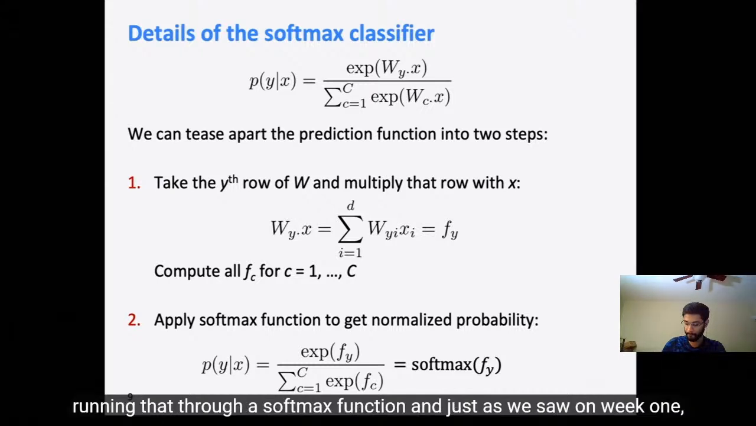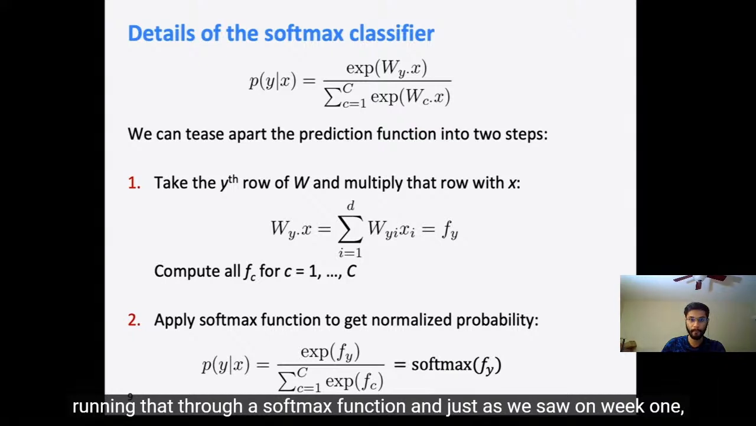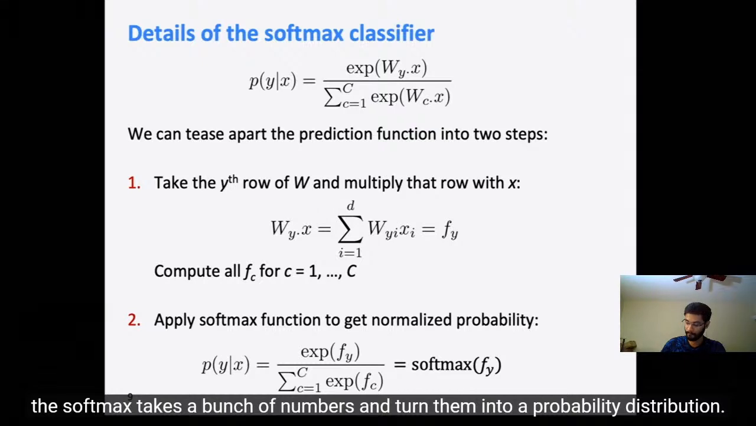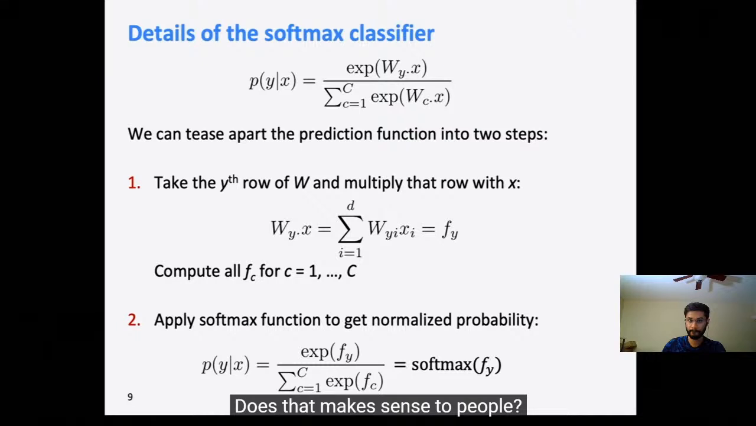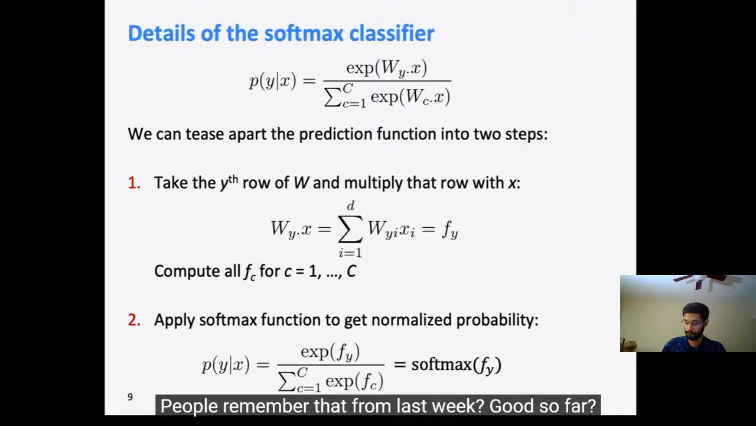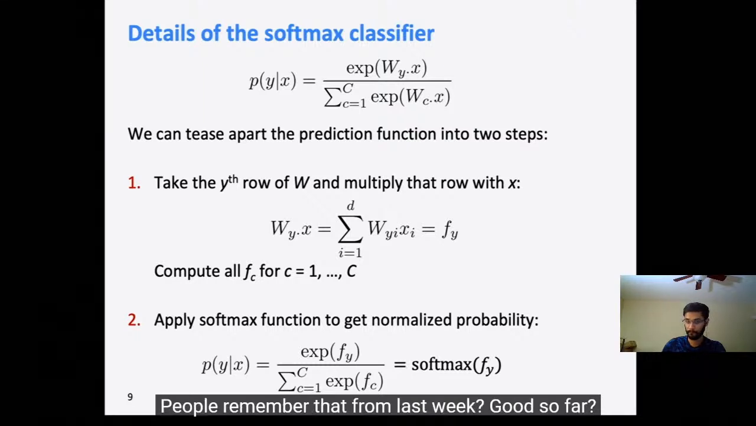And then we're running that through a softmax function, and just as we saw in week 1, this softmax takes a bunch of numbers and turns them into a probability distribution. Does that make sense to people? People remember that from last week? Good so far?